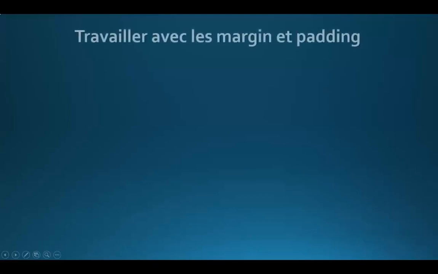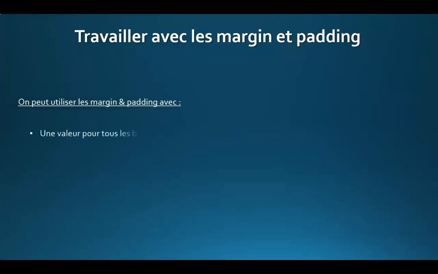Then, how to work with the margin and the padding. In fact, you can use them with one value for all the borders. That is to say, for example, if you put a margin at 20 pixels, it will be applied to all the borders, whether they are on the top, the right, the bottom, or the left. There will be 20 pixels of margin.